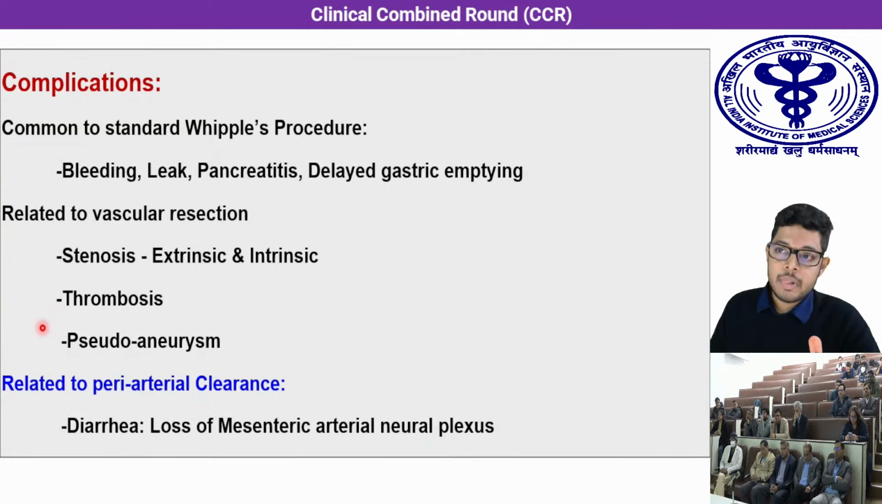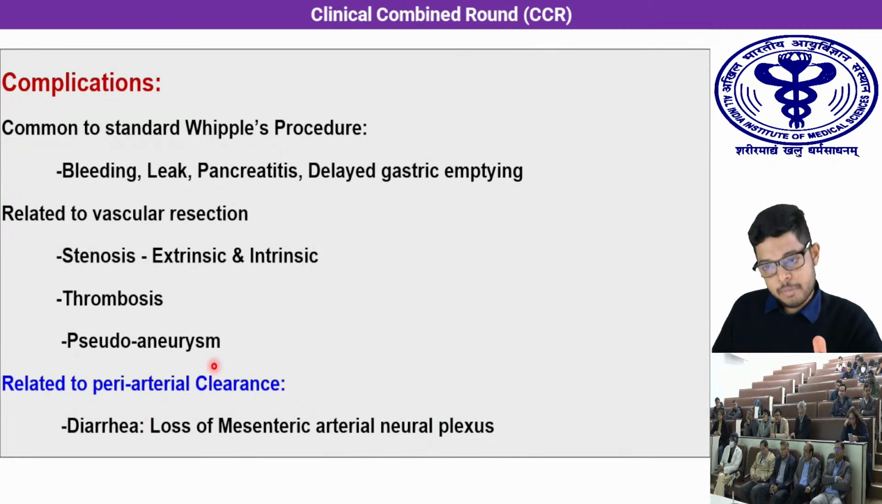One very peculiar complication which is related to the periarterial clearance, periarterial divestment, is the presence of diarrhea, whose incidence is almost 60%, and this is mainly due to the loss of the mesenteric arterial neural plexus. Our patient also had diarrhea and weight loss post surgery, but it settled on its own after.